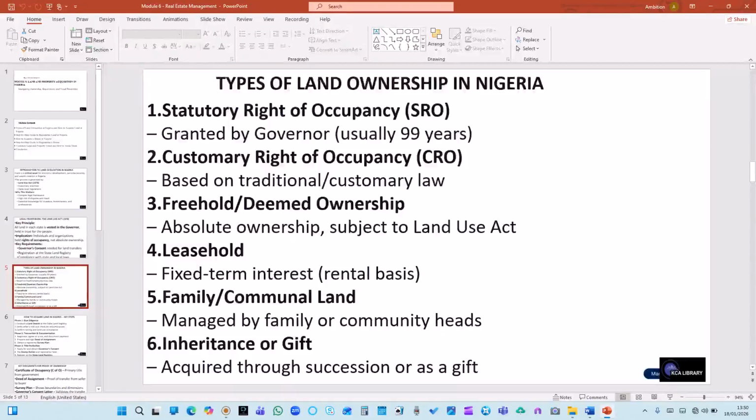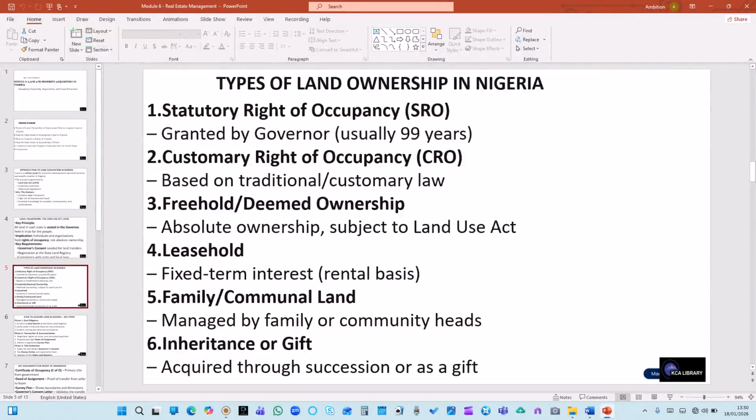Now let us look at types of land ownership in Nigeria. We have statutory right of occupancy, which is granted by the state governor, which usually lasts for 99 years and it is renewable after 99 years. We have customary right of occupancy, which is based on tradition and customary law. We have freehold or absolute ownership, which was in existence before the introduction of the Land Use Act. Then we have leasehold, which involves the use of land for a fixed term, usually on rental basis.